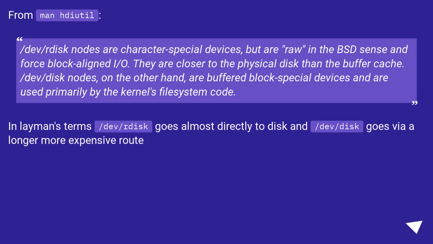From man hdiutil. /dev/rdisk nodes are character special devices, but are raw in the BSD sense and force block aligned I/O. They are closer to the physical disk than the buffer cache. /dev/disk nodes, on the other hand, are buffered block special devices and are used primarily by the kernel's file system code. In layman's terms, /dev/rdisk goes almost directly to disk and /dev/disk goes via a longer, more expensive route.